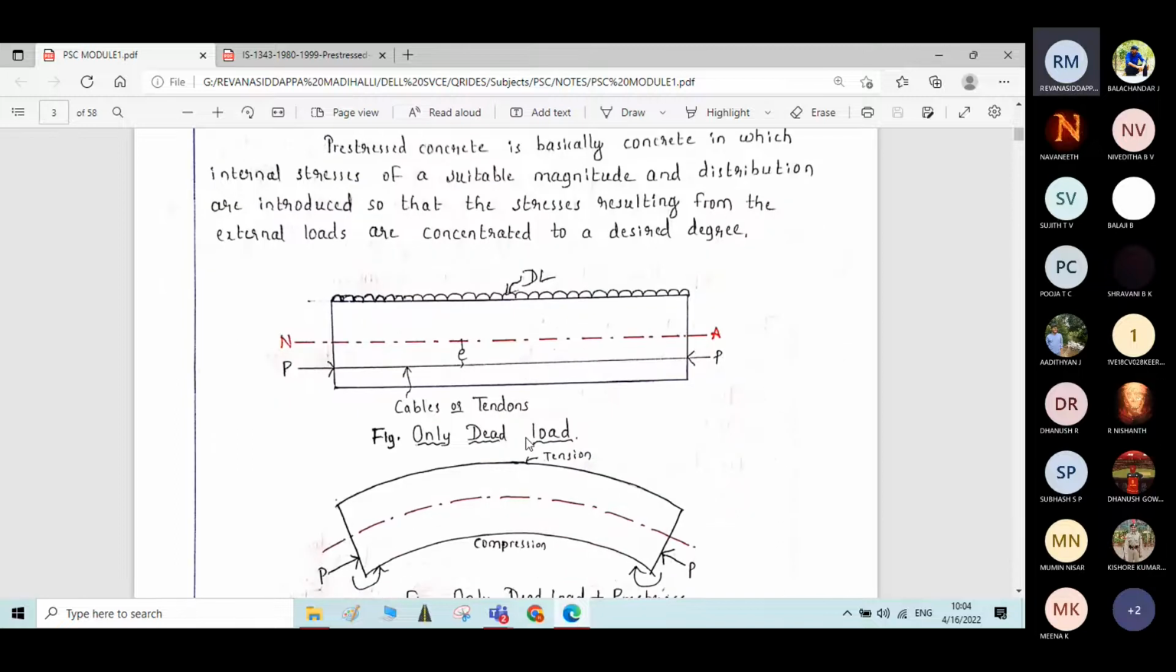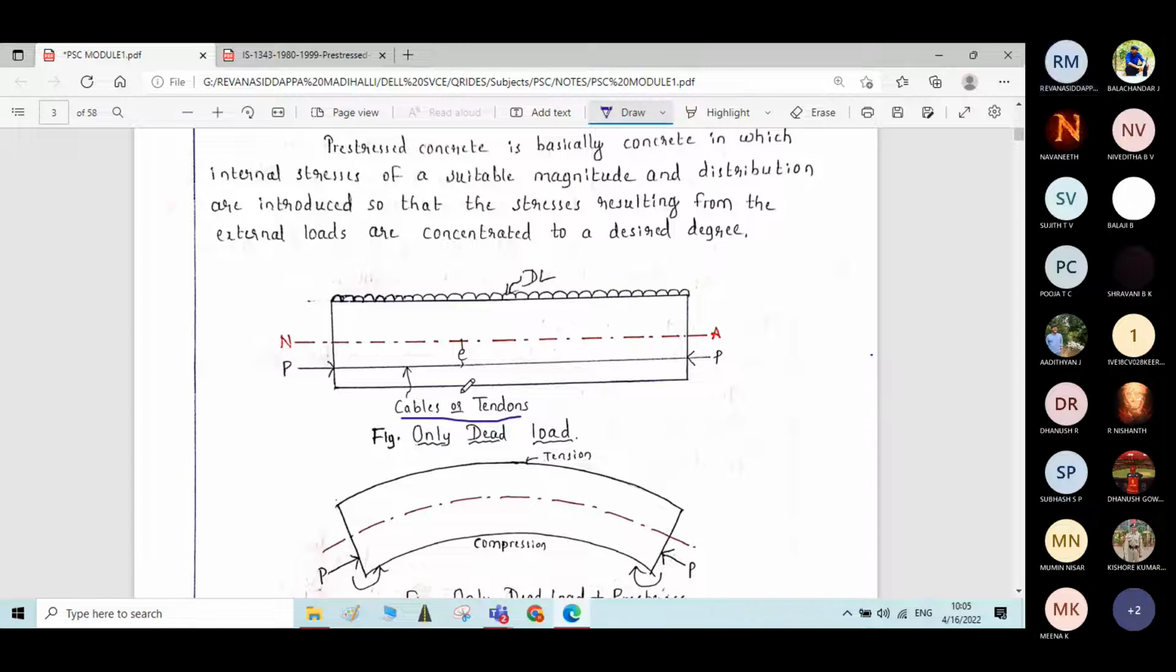Here you can see, in case of RCC, what we'll call the steel elements is reinforcement. But in case of PSC, for the same reinforcement, we will call them tendons. The technical term which we use is tendon. We'll call it a tendon or the cable. It is similar to the reinforcement in case of RCC structures.